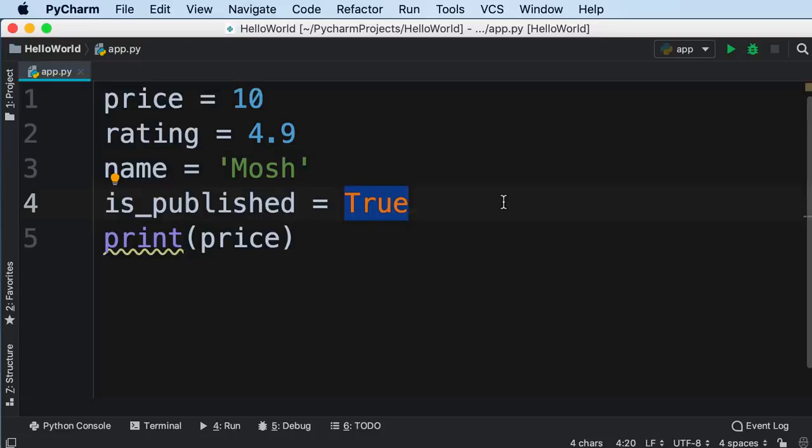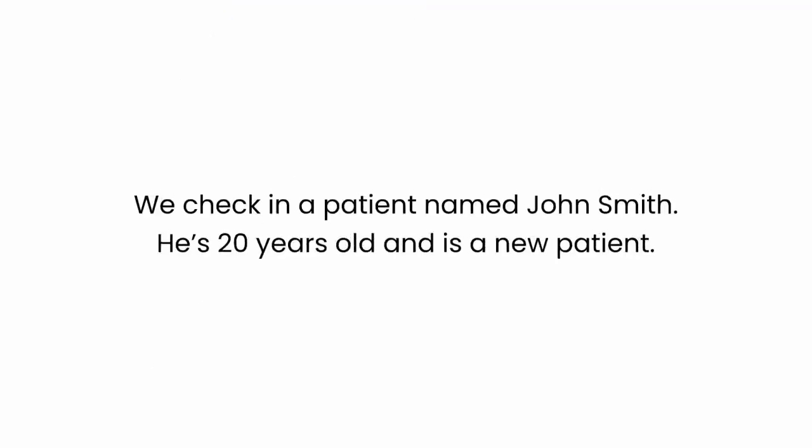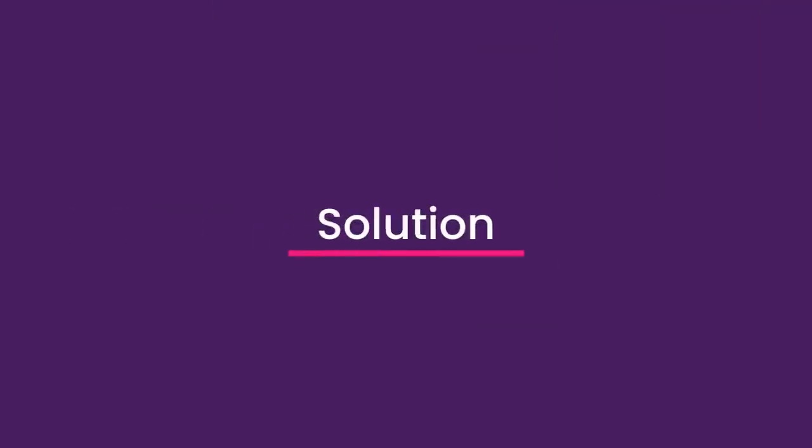Imagine we're going to write a program for a hospital. So we check in a patient named John Smith. He's 20 years old and is a new patient. I want you to define 3 variables here for his name, his age, and another variable to tell if this is a new or an existing patient. So pause the video and spend 1 minute on this exercise. When you're done, come back, continue, see my solution.